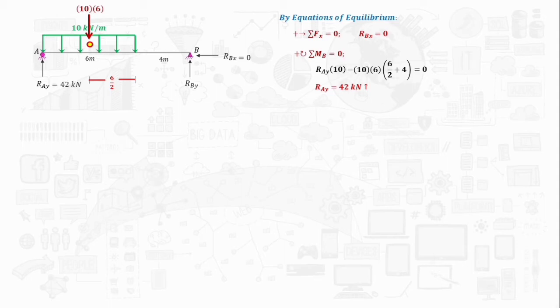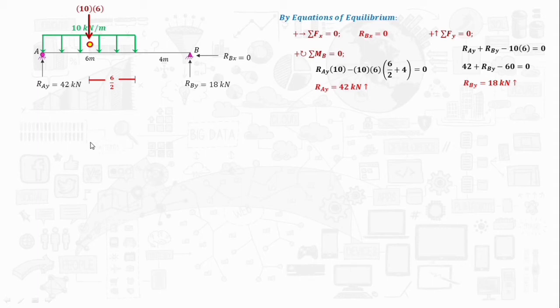And summation of all forces along y-axis, so magiging RAY minus 10 times 6 plus RBY, or RAY plus RBY minus 10 times 6 equals to 0. So, 42 plus RBY minus 60 equal to 0. RBY is equal to 18 kilonewton na load. Positive 18 kilonewton. So, since positive, ibig sabihin, tama yung assumption natin na yung kanyang direction is in upward direction. Nakuha?